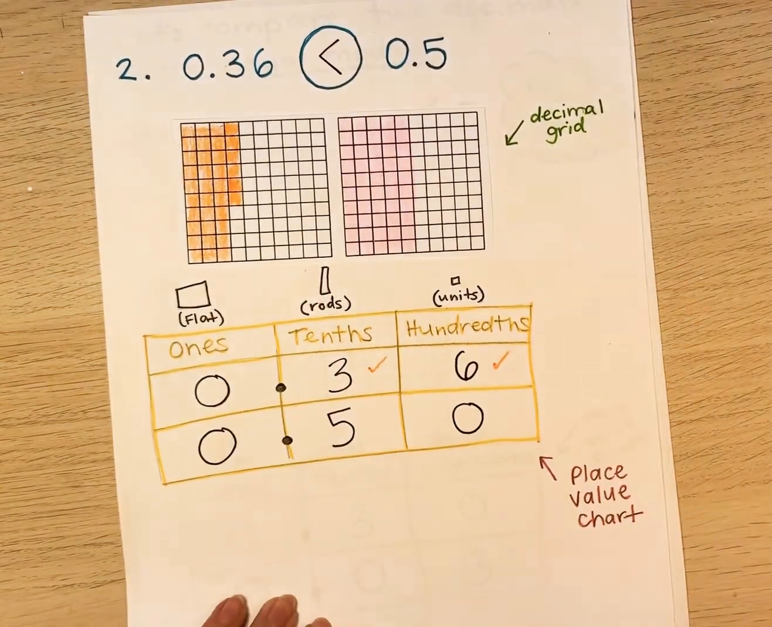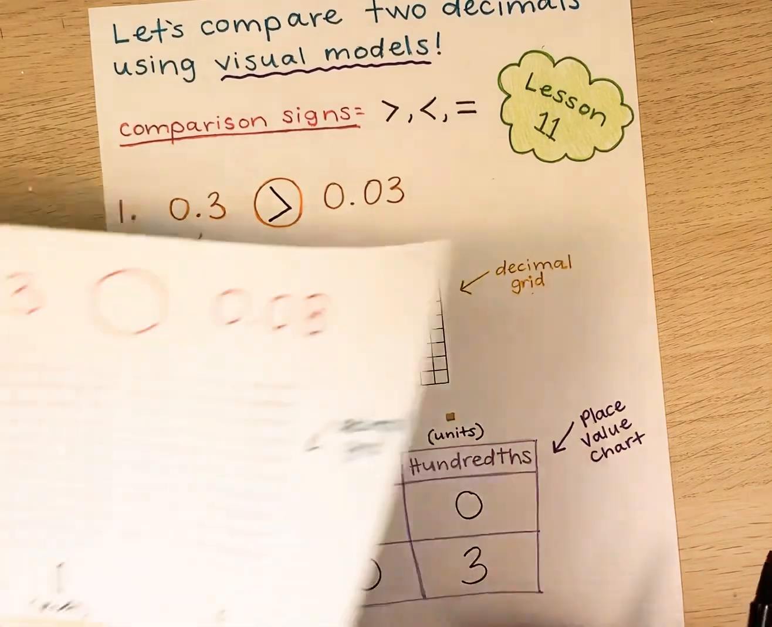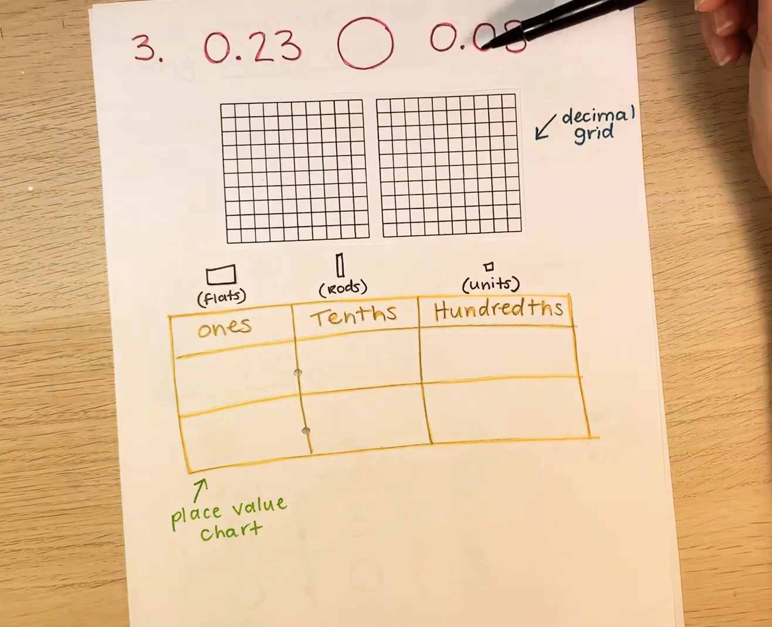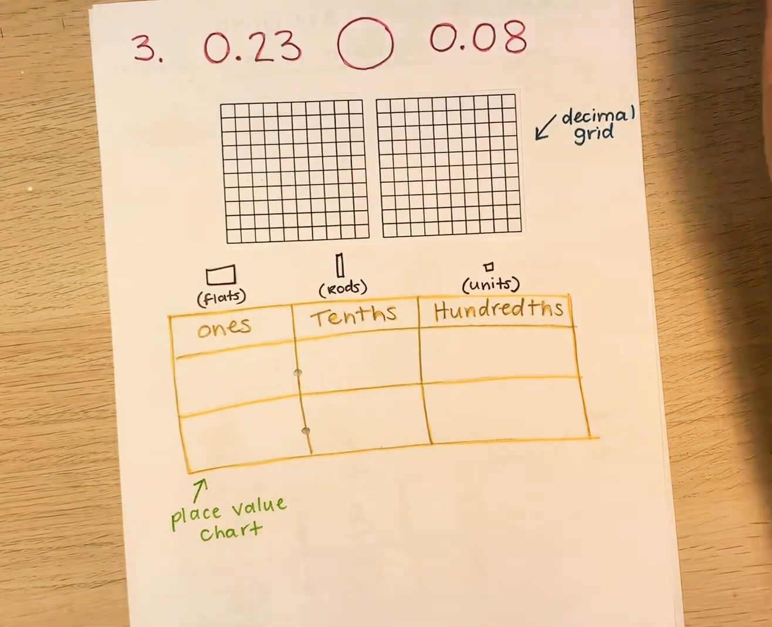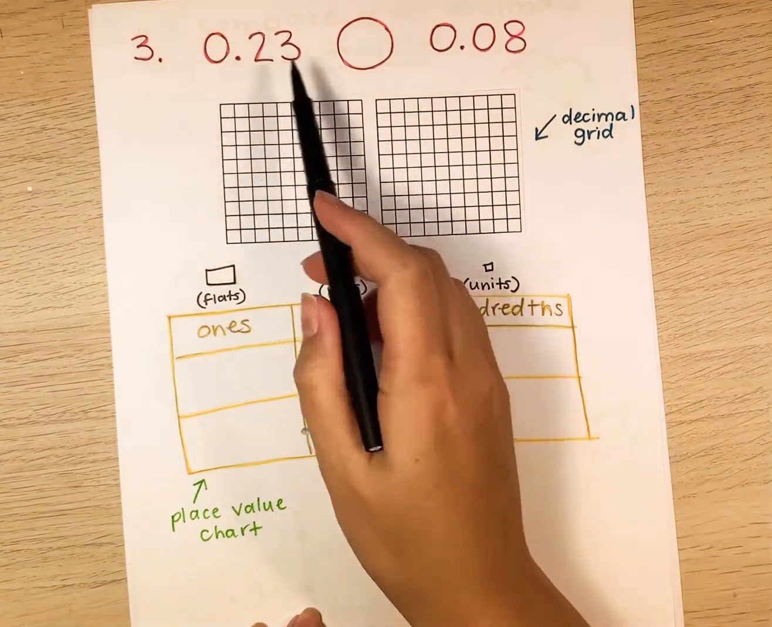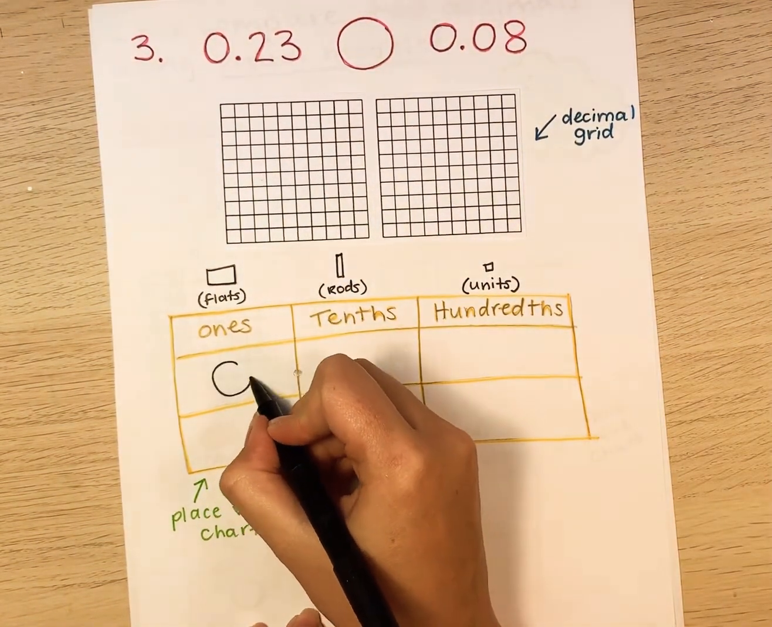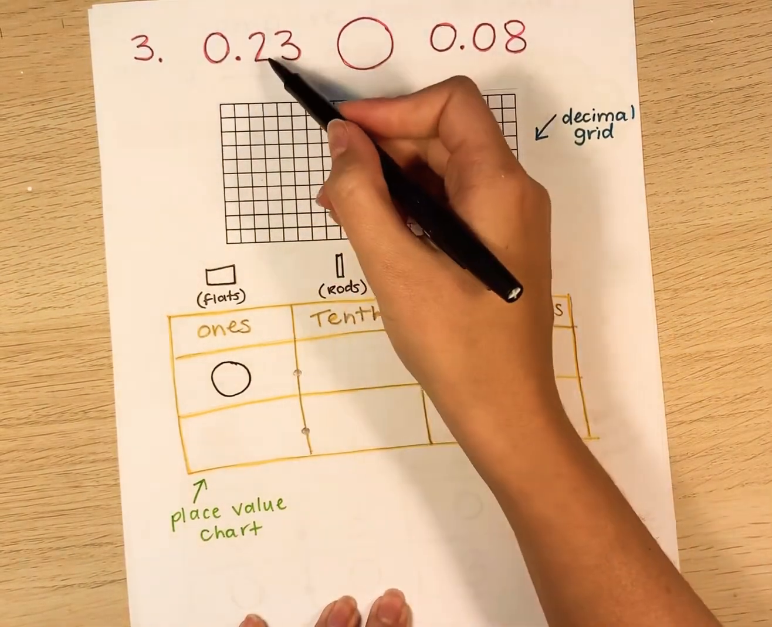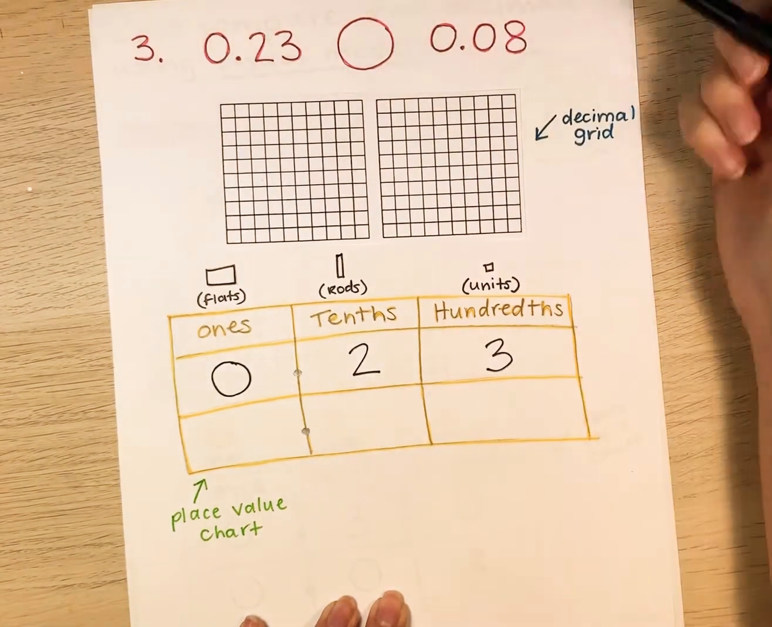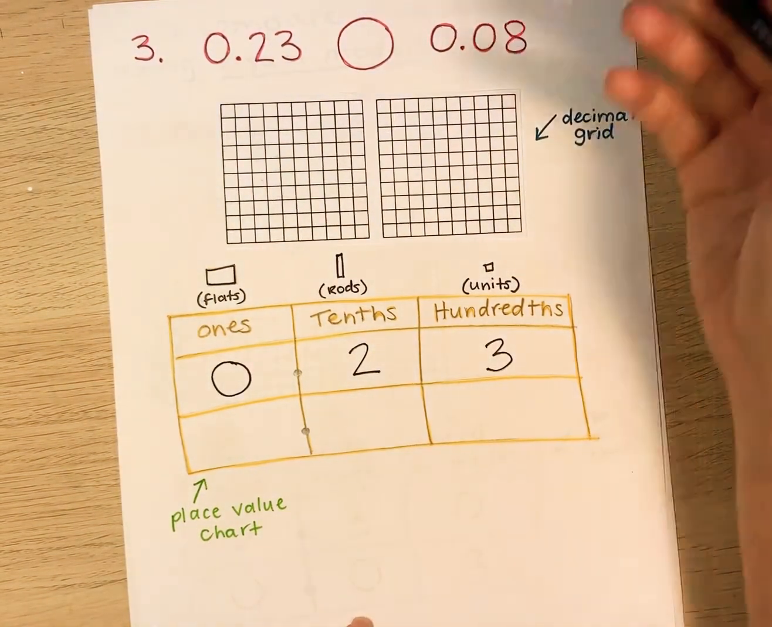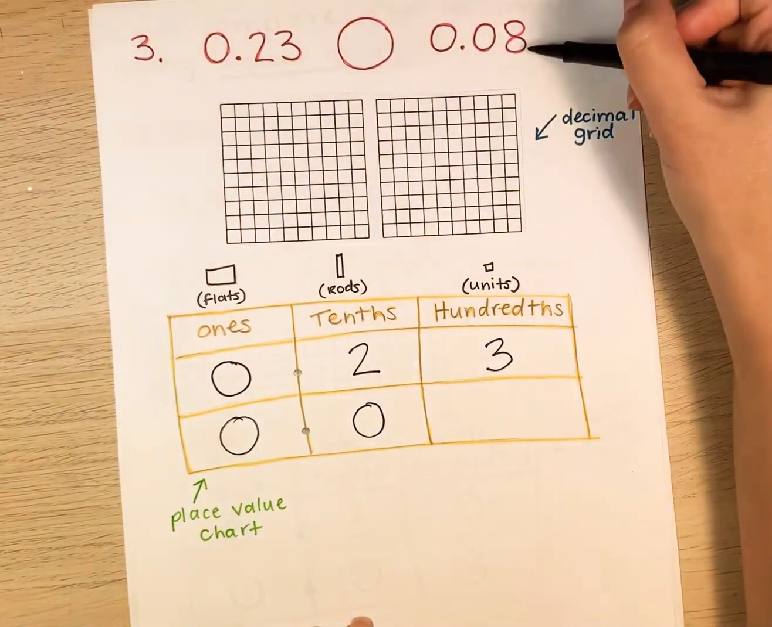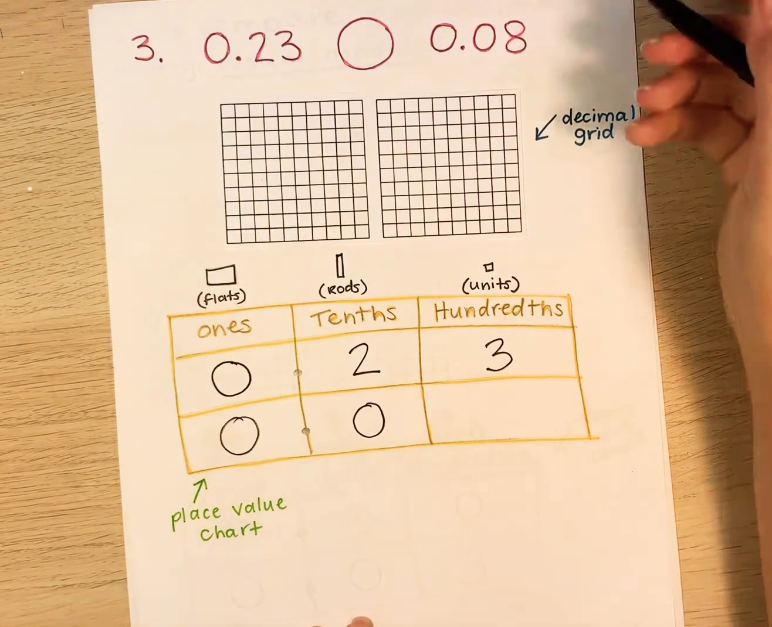And our last problem, we have 23 hundredths compared to 8 hundredths. We're going to start out with our place value chart. So 23 hundredths is less than 1. In our tenths column, we have a 2. In our hundredths column, we have a 3. For 8 hundredths, we have 0, it's less than 1. In our tenths column, we also have a 0. And then in our hundredths, we have an 8.